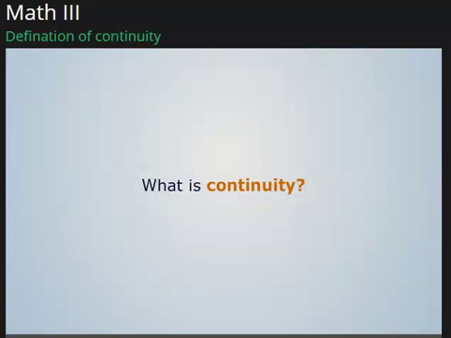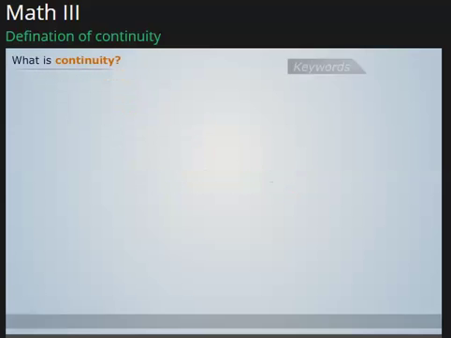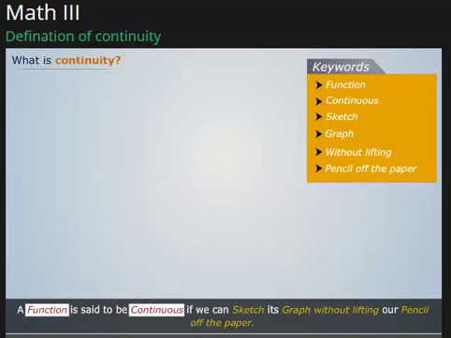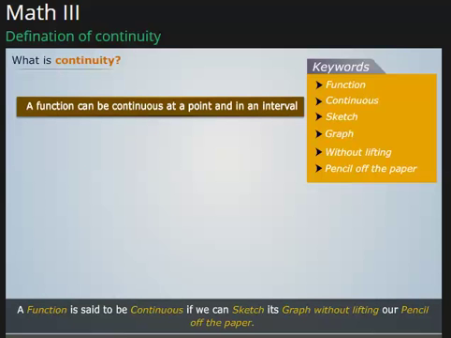What is continuity? A function is said to be continuous if we can sketch its graph without lifting your pencil off the paper. A function can be continuous at a point and in an interval. We will look at each one of them one by one.